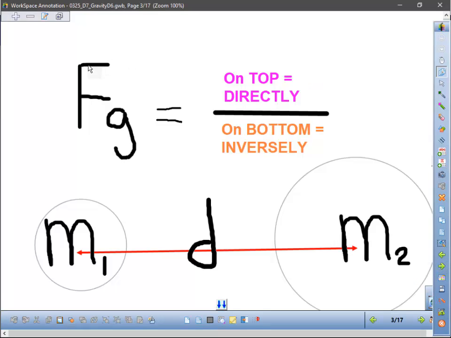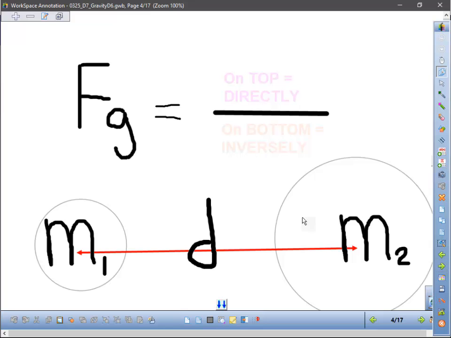Gravitational attraction is also called force of gravity, and oftentimes we refer to this as the weight, the astronaut's weight, for example. So the force of gravity equals a fraction, and anything on top of the fraction is directly proportional to the force of gravity. That means when this gets bigger, it makes this bigger. Anything on the bottom of the fraction will be inversely proportional to the force of gravity, because when this gets bigger, it makes the fraction smaller, it makes force of gravity smaller. So here are our three variables: mass 1, or the astronaut, mass 2, or the mass of Jupiter, and the distance between them.